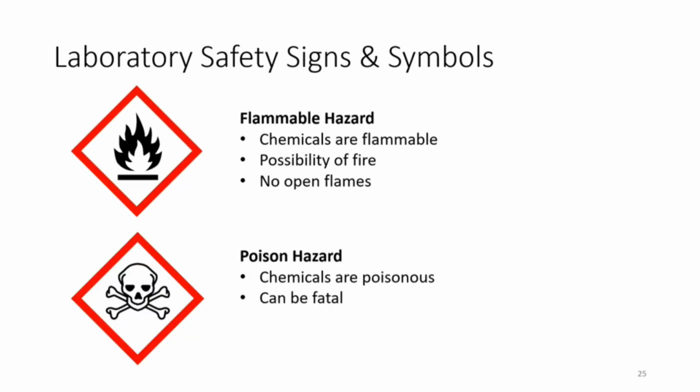The symbol on the top shows that there are flammable hazards in the lab, and hence there shouldn't be any open flame around it. The crossbone and the skull shows poison hazard, meaning that the chemicals are poisonous and can be fatal.